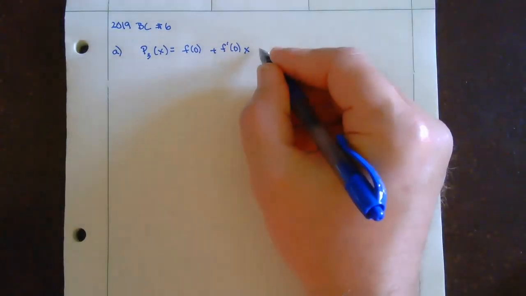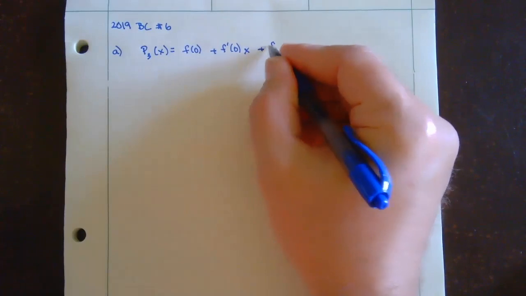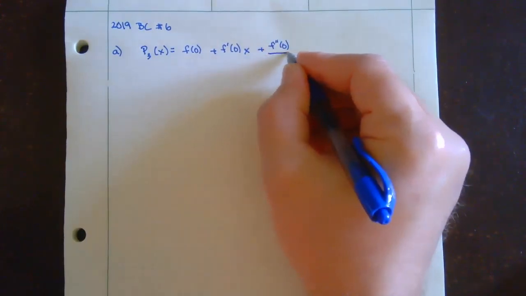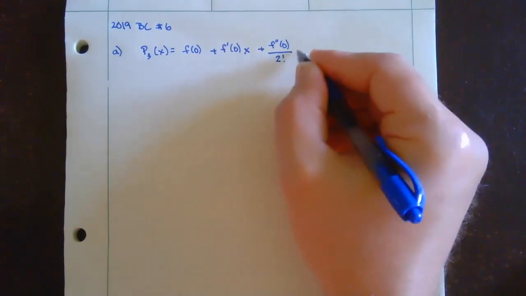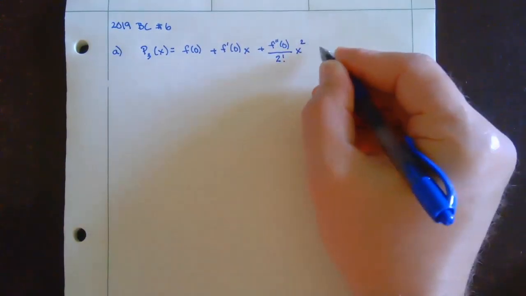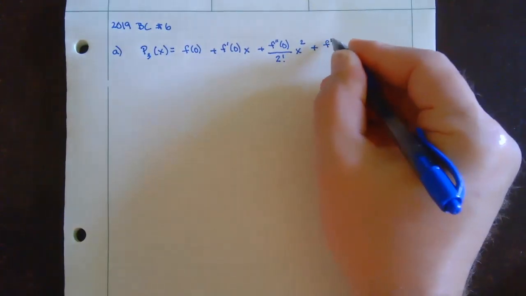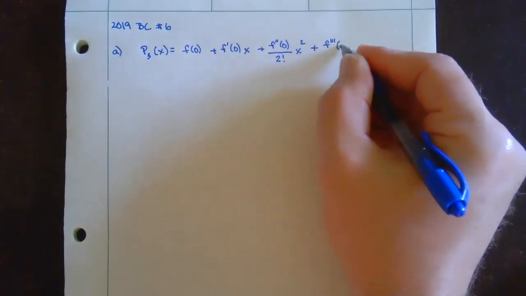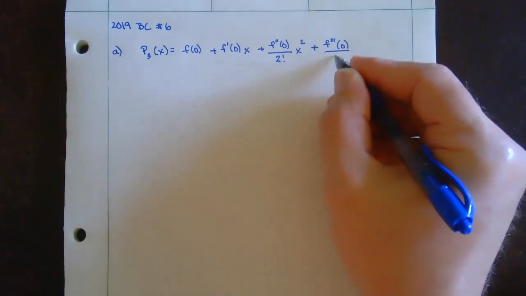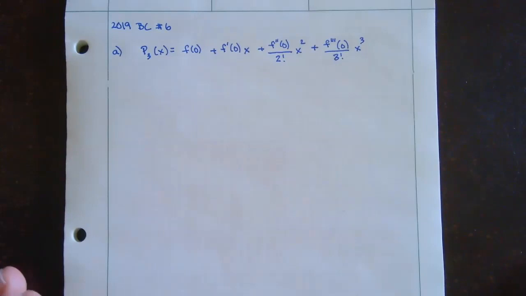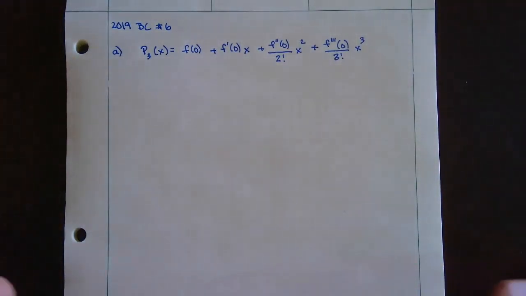So the next term would be f double prime of 0. Now's when the factorials start kicking in, so over 2 factorial x squared, and then plus f triple prime of 0 over 3 factorial x cubed. Now, this is the third degree Taylor polynomial in general. What's the specific one for this function?